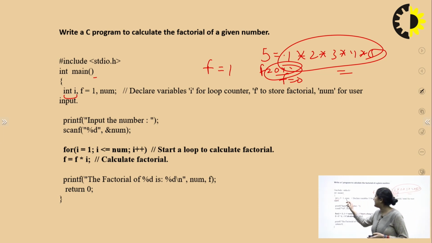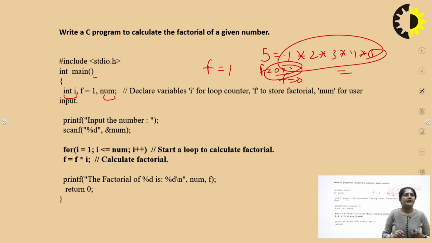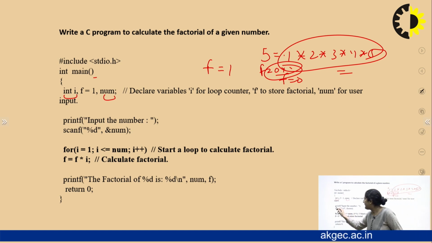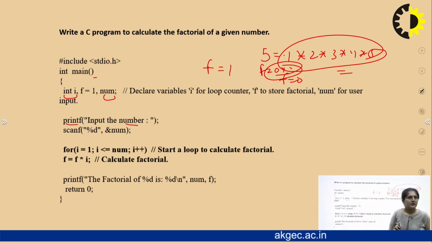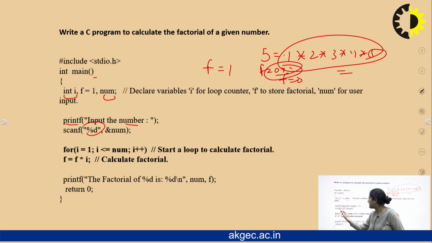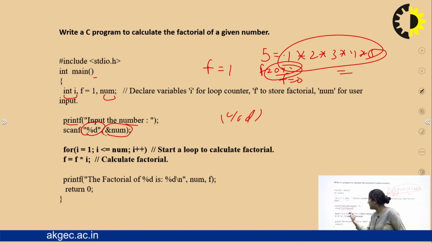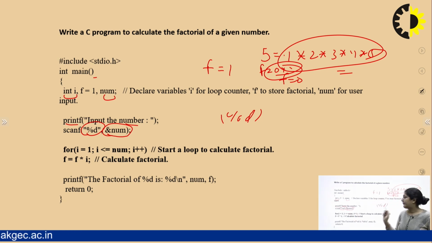Then we will need one num. We will take one variable num for taking the input from the user to find the factorial of the respective number. So from the user, we are taking the input. Printf input the number. Now scanf, for the int variable we have the specifier %d, and we use it with num. Now the factorial will start.